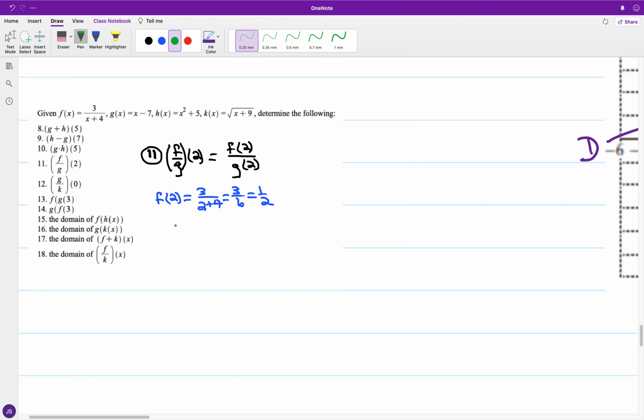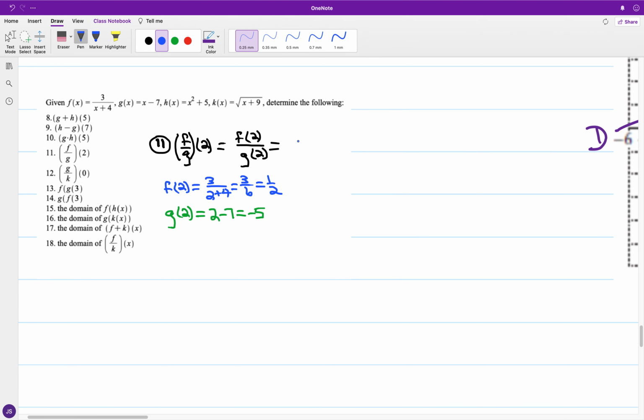And as for g of 2, again, you have g of 2 is going to be 2 minus 7. And so that will come out to negative 5. Okay, so by placing the inputs that are specified, we have a little bit of a complex fraction. So we have 1/2 all over negative 5.